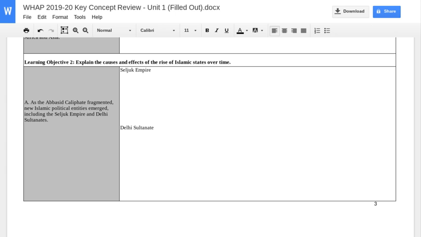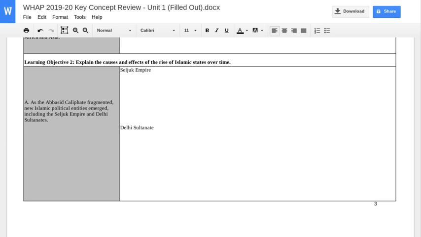One of the causes for the rise of the Islamic states is the fragmentation, the breakup of the Abbasid Caliphate. You may have some stuff on it, may not. You don't have to know the characteristics, but it might be a good idea to look up why the Abbasid Caliphate fell apart. Once that occurs, tracing the path of this, you start to see new political entities, new political states, empires emerge in the lands that once were ruled by the Abbasids and then expanded from there. So you've got the Seljuk Empire and the Delhi Sultanates.